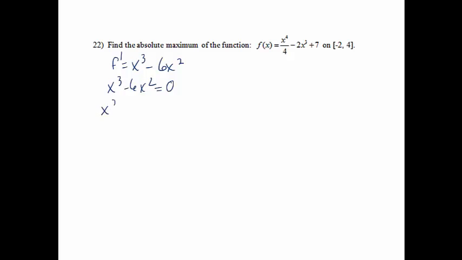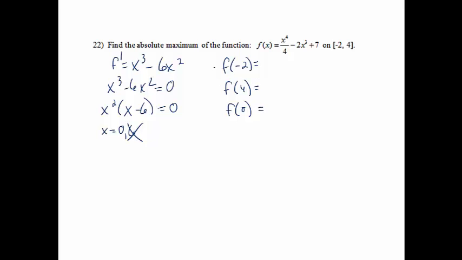I'm going to factor out an x squared, and when I do so, I'll get x squared times the quantity x minus 6 equals 0. So my two critical numbers would be 0 and 6. So this time, instead of doing an f prime chart, we actually need to test the function, the actual function at the endpoints and at the critical numbers. So we're going to have f of negative 2, f of 4, f of 0, and then I'm actually not even going to test f of 6 because 6 is not in the interval, so that will save us a little bit of work. Okay, so these are going back into the original function.